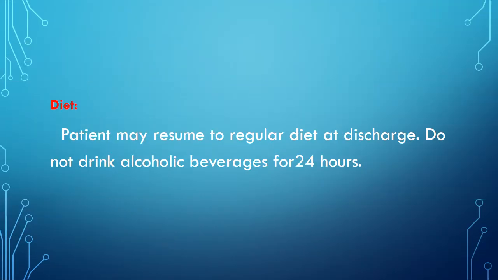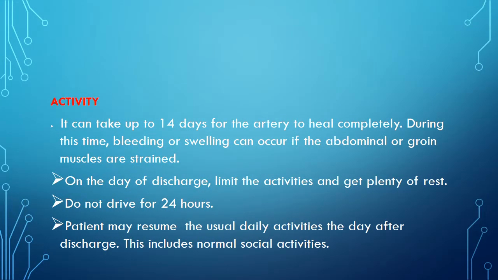Diet: the patient may resume a regular diet at discharge, and should be advised not to drink alcoholic beverages for the next 20 to 24 hours. Activity: it will take 14 days for the artery to heal completely, and during this time bleeding or swelling can occur if the abdominal or groin muscles are strained. On the day of discharge, limit activities and get plenty of rest, and do not drive for 24 hours. The patient may resume usual daily activities the day after discharge, including some normal social activities.